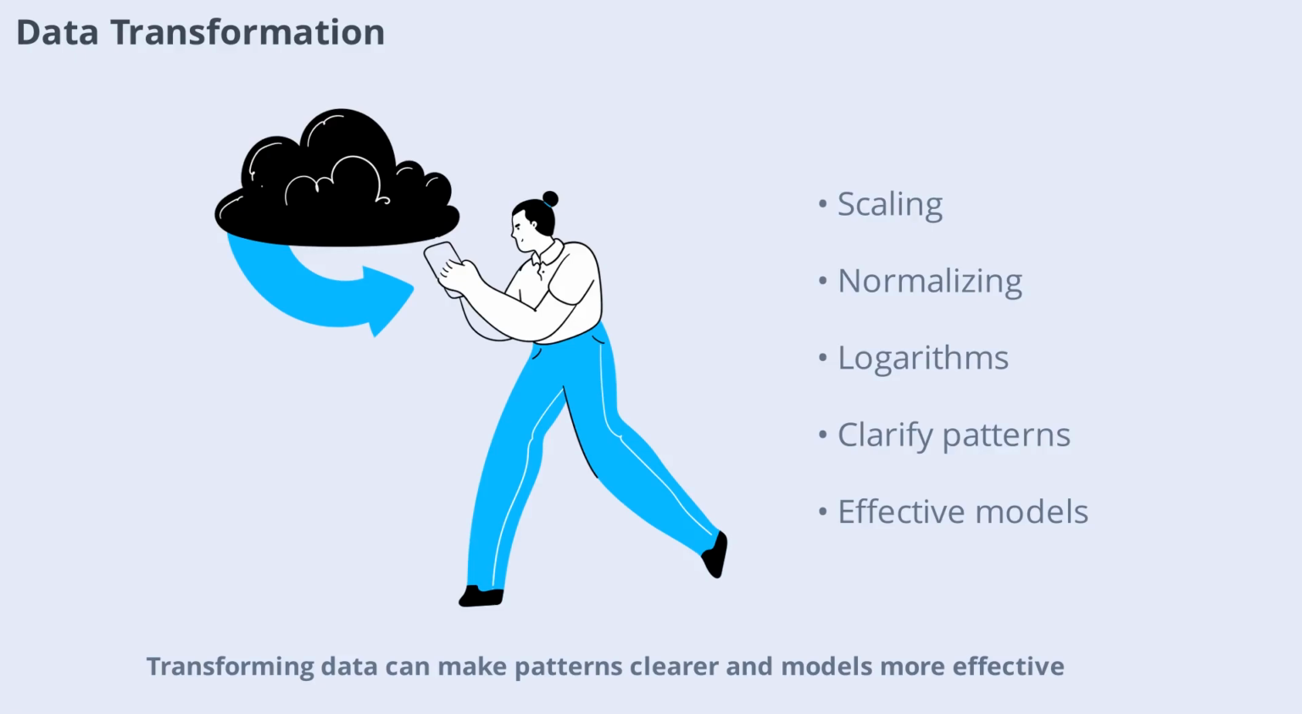Transforming data can make patterns clearer and models more effective. Common transformations include scaling, normalizing, or taking logarithms of variables. EDA helps us decide which transformations are needed based on the data's distribution and relationships.